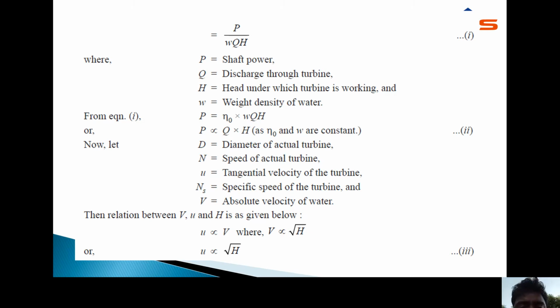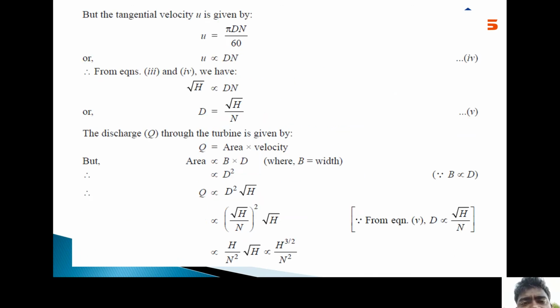The relationship between V, U, and H is given below. V is proportional to root H, that is, U is proportional to root H. The velocity U equals pi D N by 60. Therefore, root H is proportional to D N, so D is proportional to root H by N.